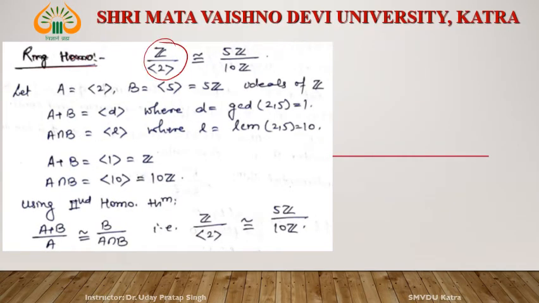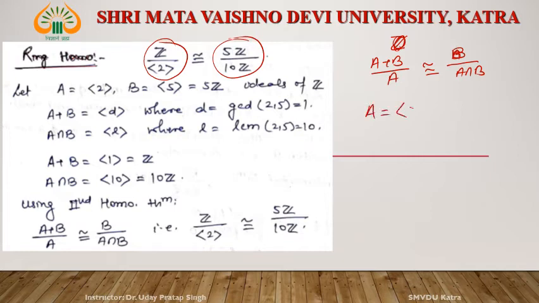So Z by 2 is isomorphic to this one. Apply the third isomorphism theorem, or second isomorphism theorem, whatever you call it: (A plus B) by A is isomorphic to B by A intersection B. Okay, let us see. Let A equal 2 and B equal 5.